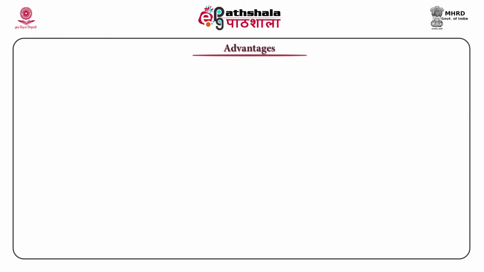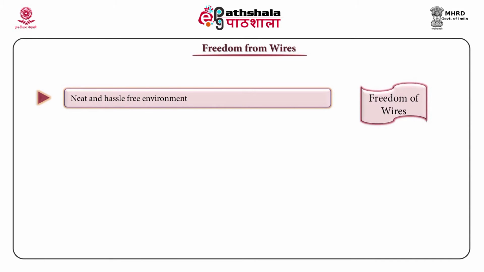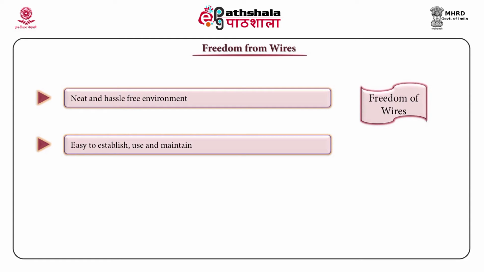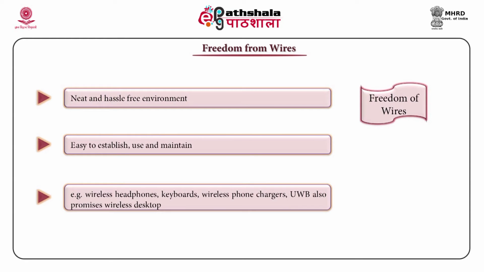Let us look at the advantages of wireless communication. The first advantage is very obvious, that is freedom from wires. A wireless environment is a hassle-free environment. It is easy to establish, use and maintain. Examples: wireless phones, wireless headphones, keyboards, wireless phone chargers, and ultra wideband also promises wireless desktops in the coming years. Bluetooth technology enables an SMS on a mobile phone to be wirelessly transmitted to the printer, hence reducing the labor of connecting to jacks, plugs and messy yet costly wires.